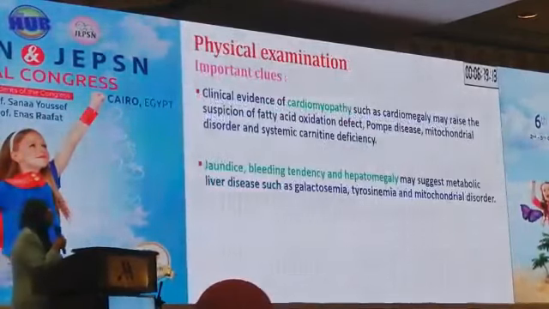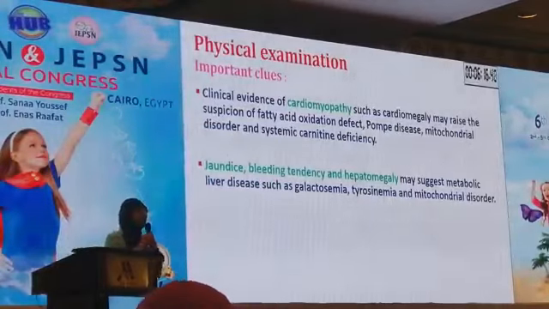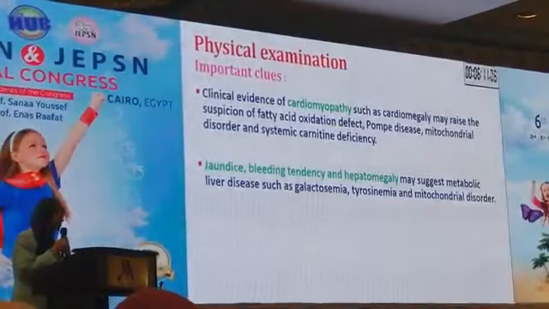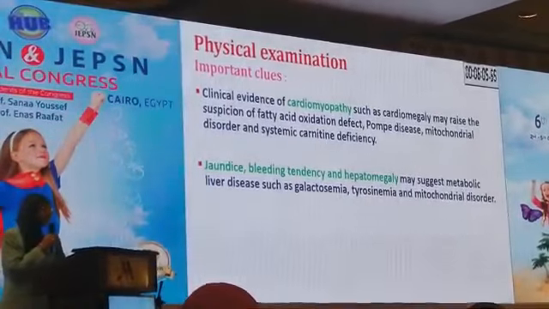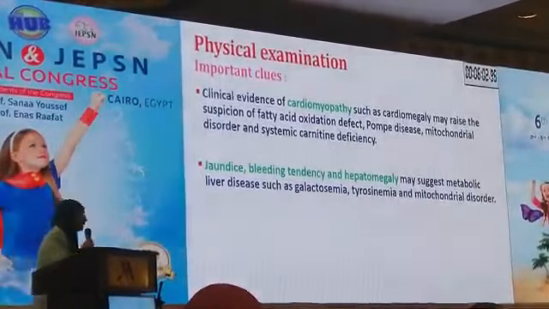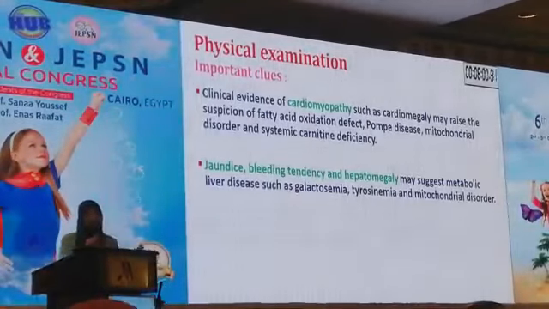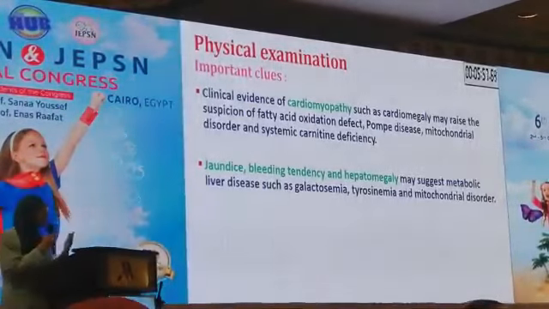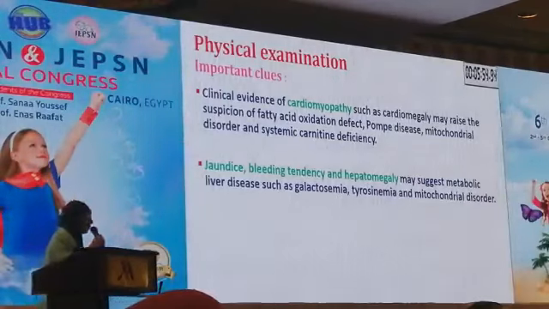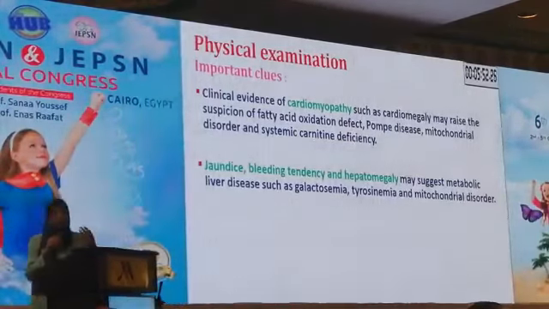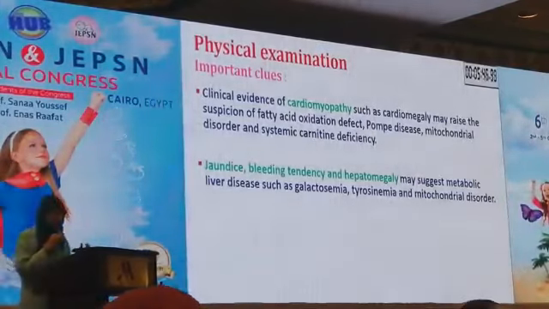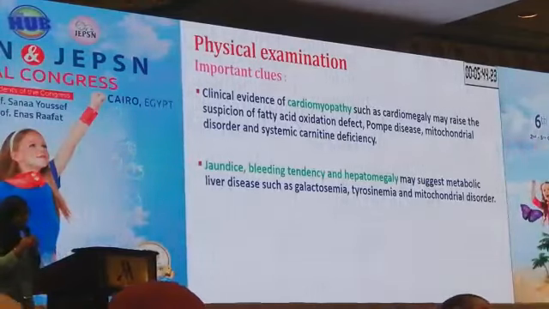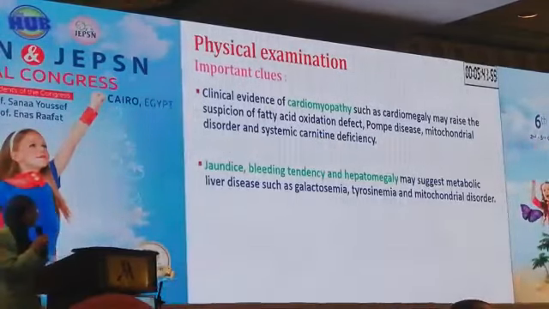Clinical evidence of cardiomyopathy is very important in the neonatal period because many of the inborn error of metabolism disorders are treatable. For example, if you find cardiomegaly, we raise a suspicion of fatty acid oxidation disorder, usually in combination with hypoglycemia and elevated CK, and usually Pompe disease. For Pompe disease also, we need early diagnosis because there is treatment by enzyme replacement therapy, which, if started early, has a good prognosis. Jaundice and hepatomegaly may suggest metabolic liver disease such as galactosemia, tyrosinemia, and mitochondrial disorder.